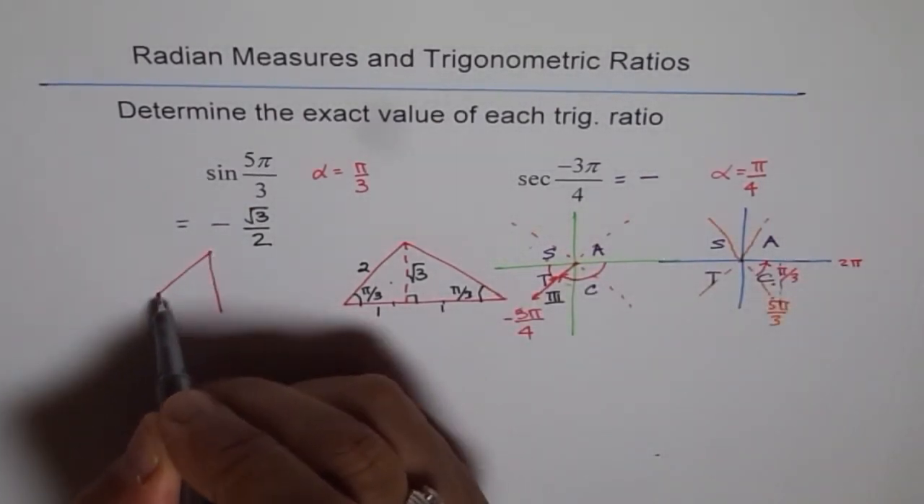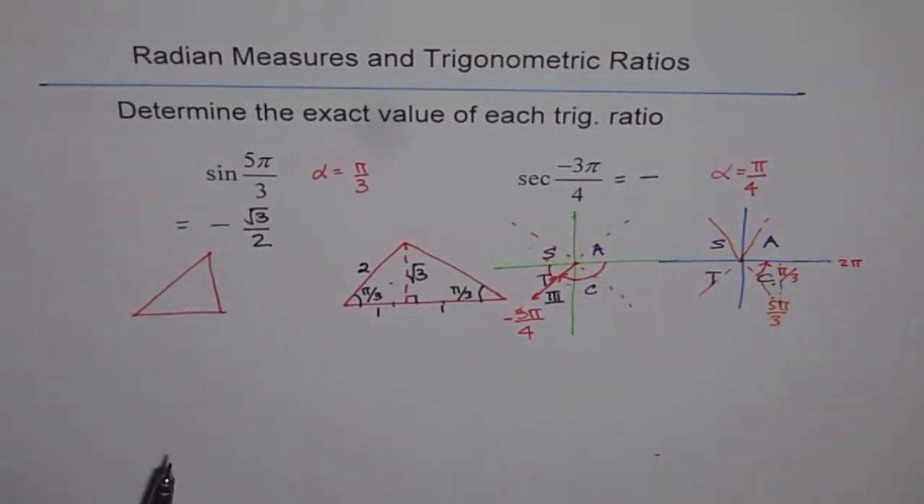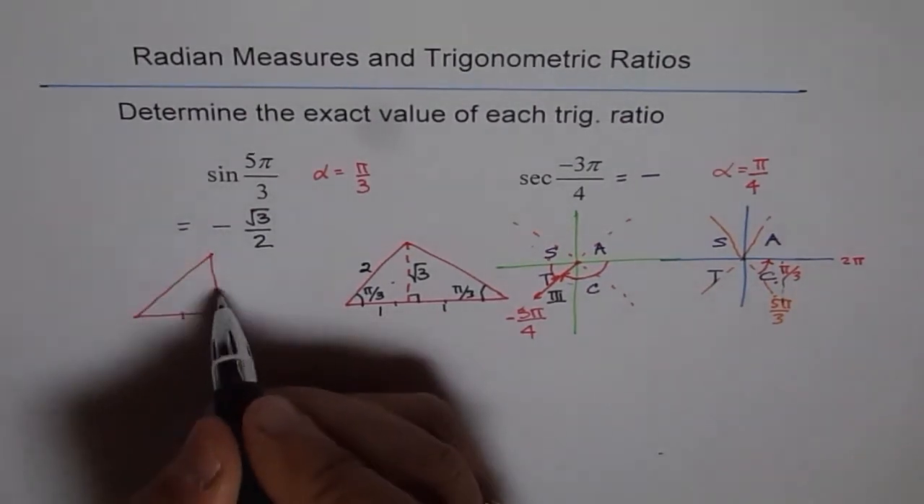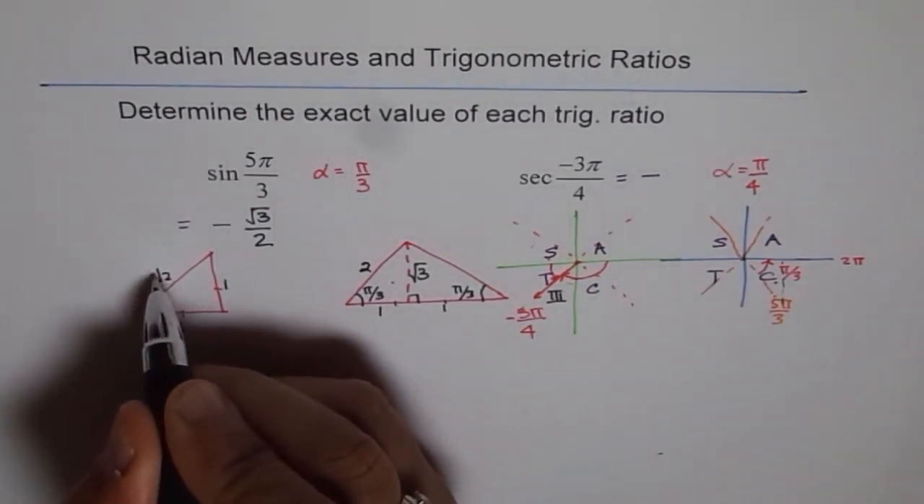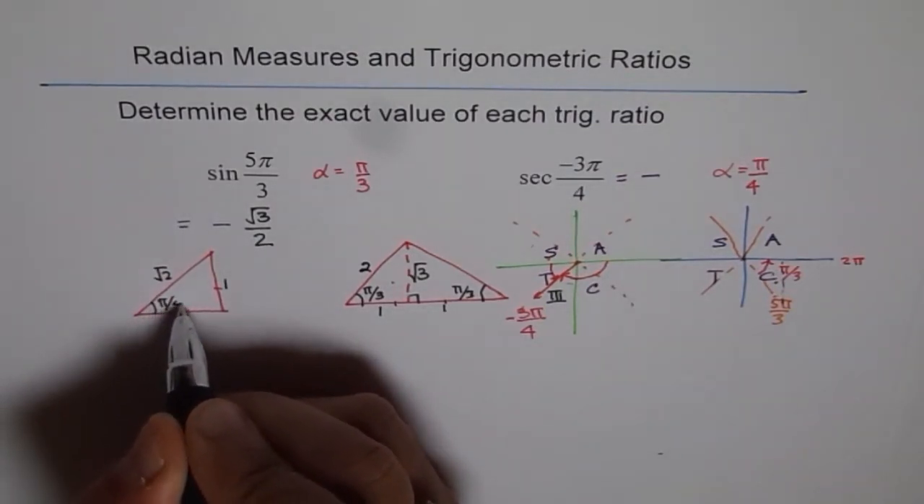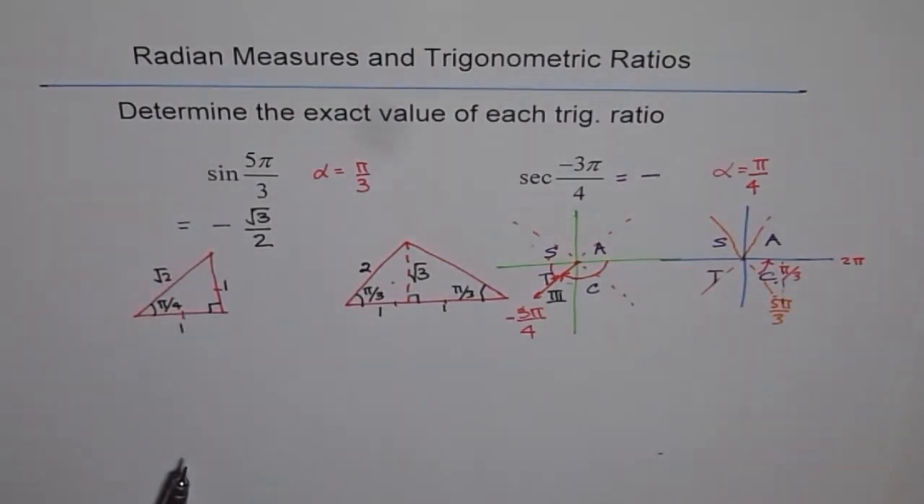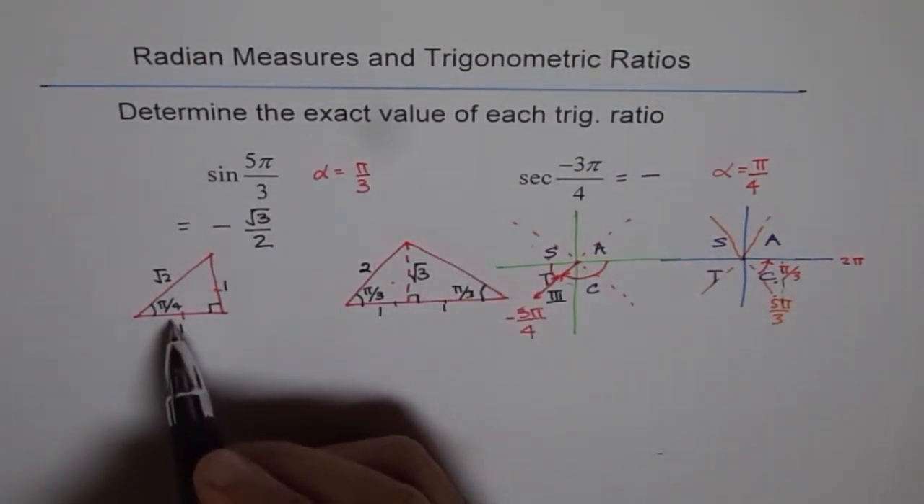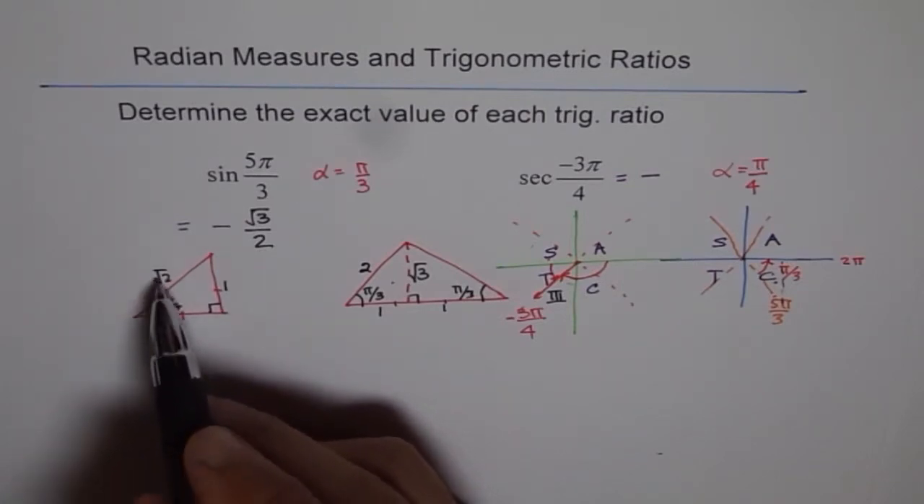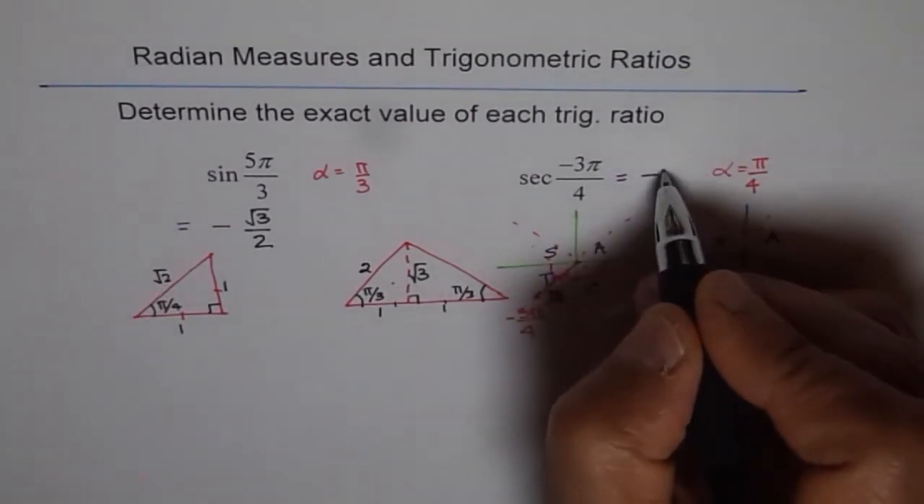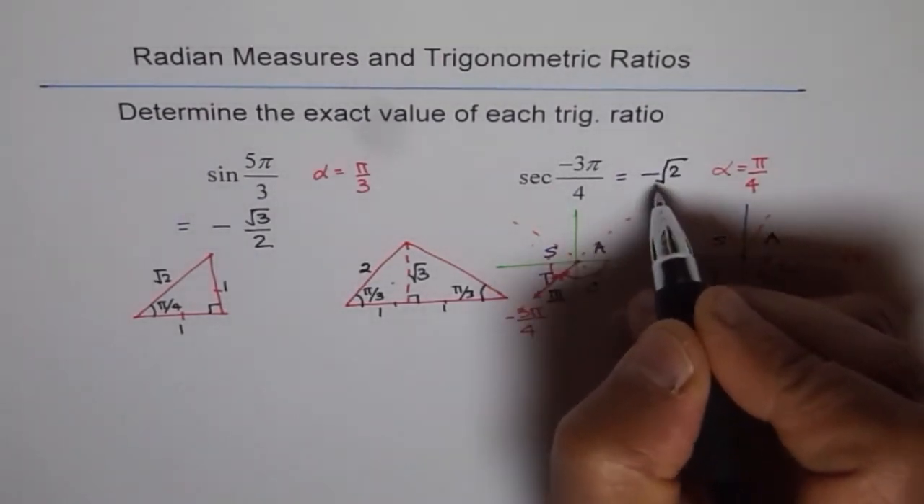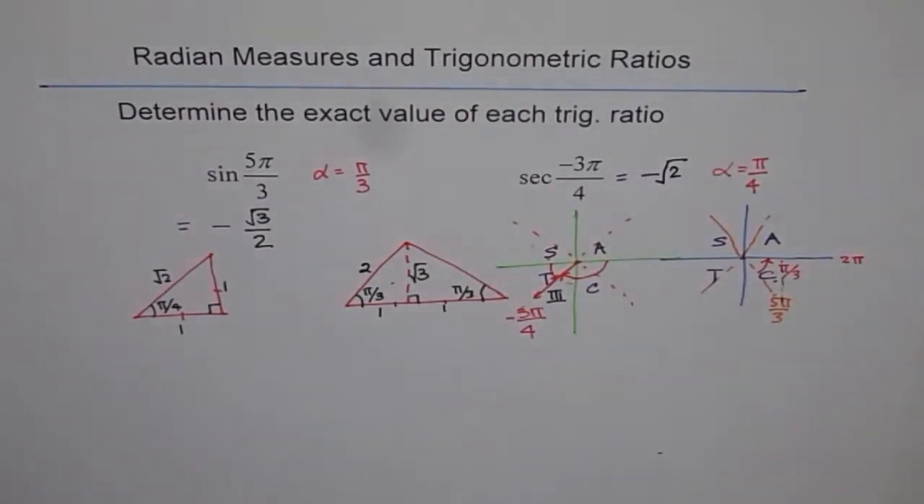Okay, so we'll draw this. This is our special triangle in which these sides are equal, correct? So let this be 1, 1, and this is square root 2, and this angle is pi by 4, and that is 90 degrees, correct? What is secant pi by 4? Secant is the reverse of cos. Cos will be adjacent over hypotenuse, secant will be hypotenuse over adjacent, correct? So it will be square root 2 over 1, which I can write as square root 2. So that's my answer for secant minus 3 pi by 4.